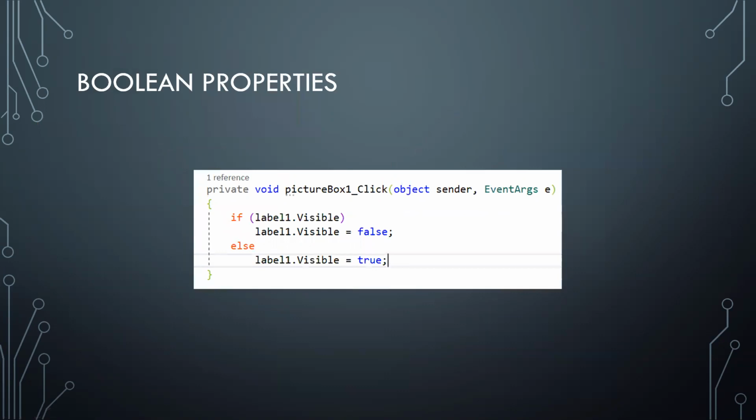Now, that control is a Boolean type property because we can set it to either true or false. So we could have an if statement if we wanted to make it into kind of like a toggle, like if it's on, it'll turn off, etc. We could have an if statement. If label one not visible, then make the visible property false. Otherwise, make it true. Now there's another way we can do that toggle thing.